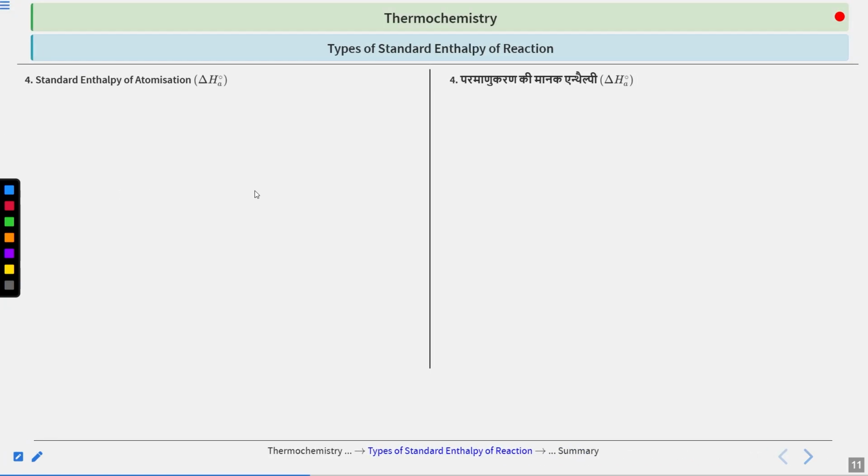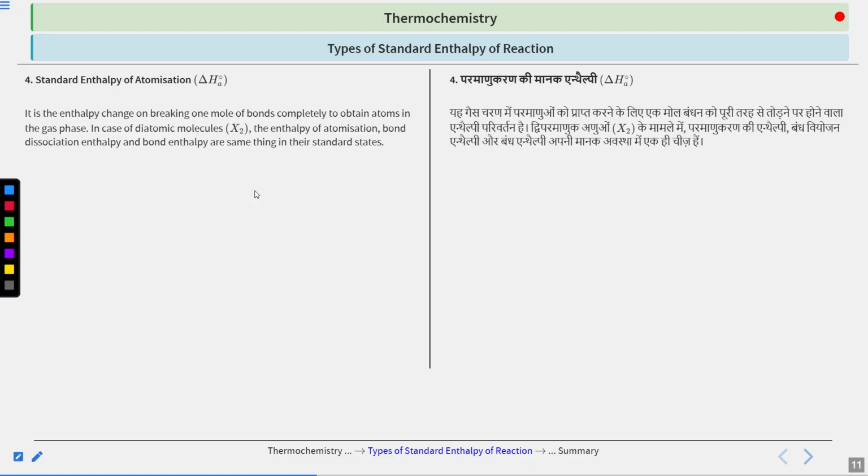Now we'll talk about standard enthalpy of atomization. So what is standard enthalpy of atomization? It is basically the conversion of your compound into gaseous atoms, right? So suppose you are taking an X2 molecule, then you will convert this into 2 moles of gaseous X, and the enthalpy change during this whole process is called the standard enthalpy of atomization.